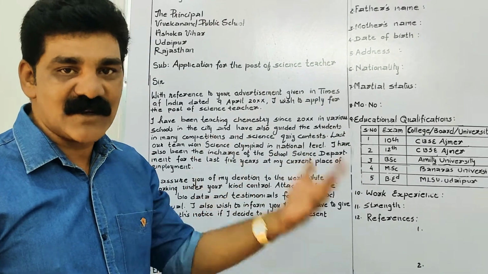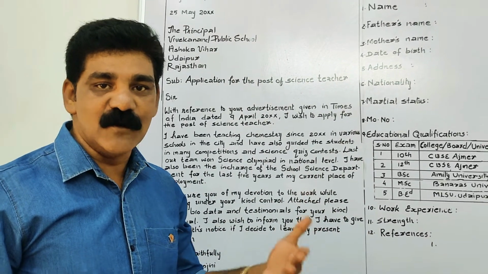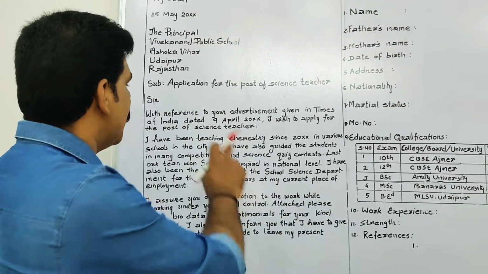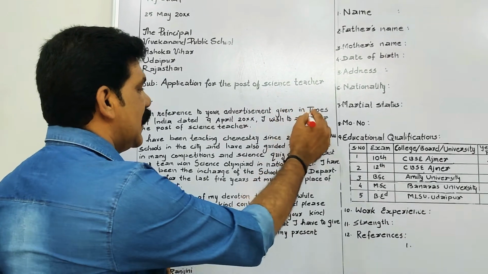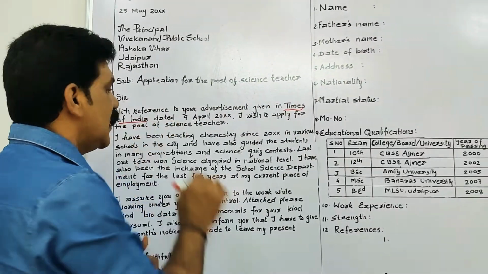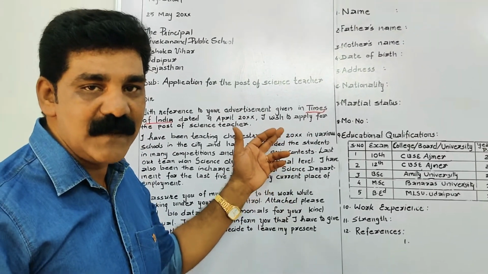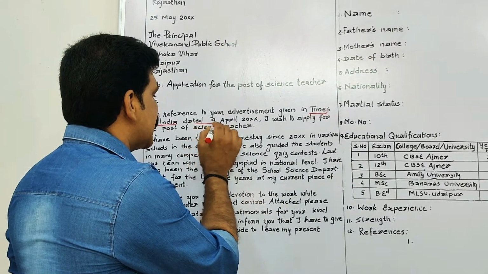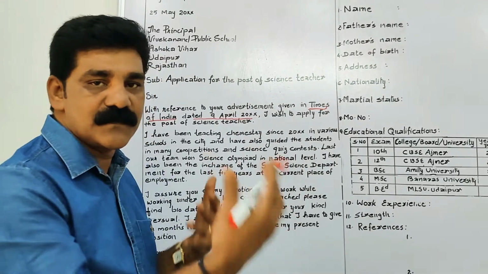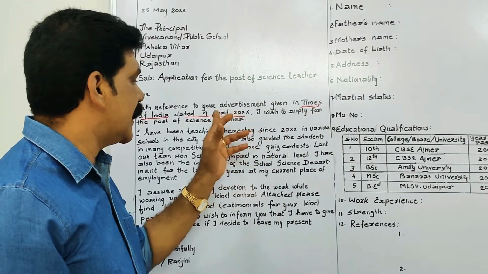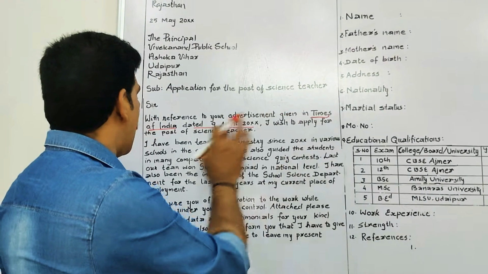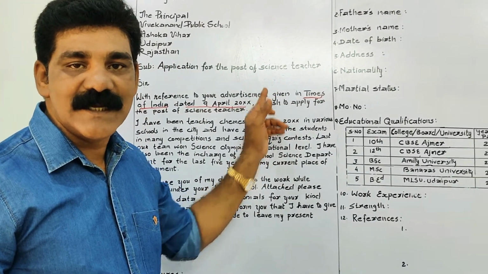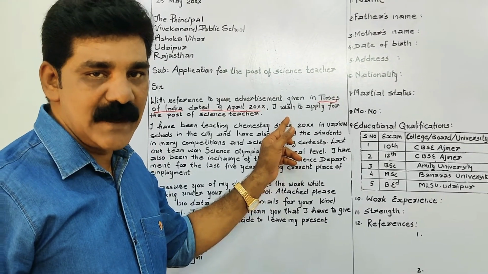In the case of a national daily, it means a newspaper published nationwide. So here, with reference to your advertisement given in Times of India, that means you have come to know about it from the advertisement given in Times of India. I mentioned the date also, dated 9th April 2015, 14, 15, whatever may be. Then you have to mention the date. I wish to apply for the post of science teacher. This is the expansion of your subject. Take it as the introduction to the application.